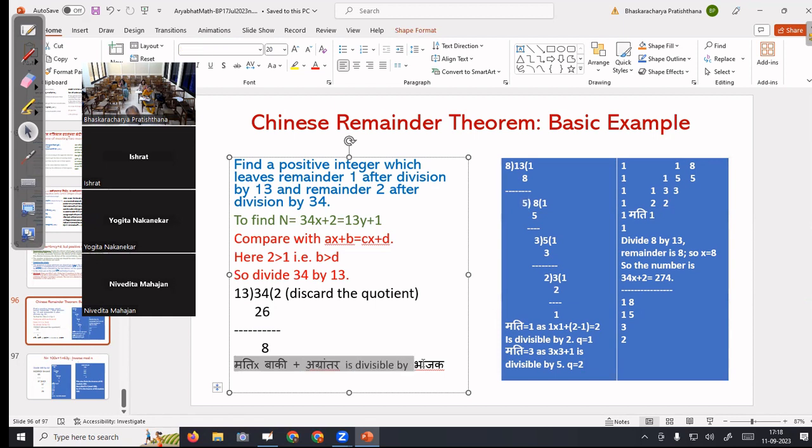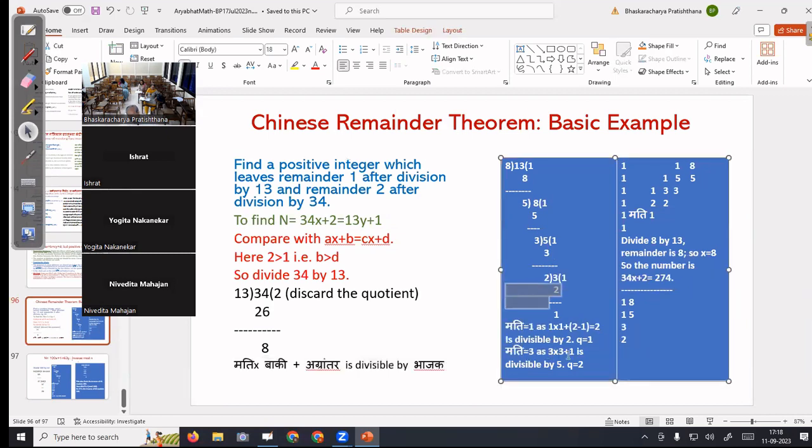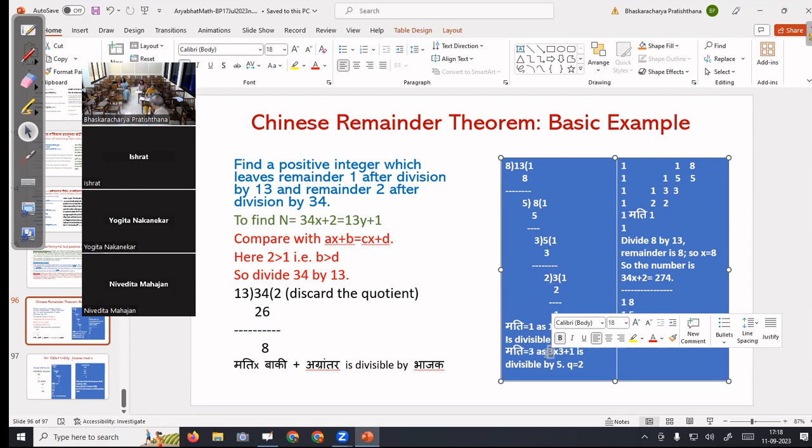Mati into baki plus agrantara should be divisible by bhajaka. So mati means z. Z into baki, and baki is 3 here, right? This was baki 3. So 3 into z plus agrantara, which is 2 minus 1, that is 1. Same agrantara. So 3 into 3 plus 1 is actually divisible by 5. It is just by trial. So mati should be equal to 3. 3z plus 1 is divisible by 5. That z we have to find out. So mati I can take as 3. But I cannot take mati as 4 or something, because that will not be divisible by 5.